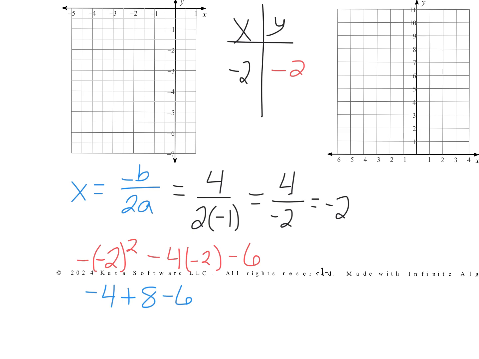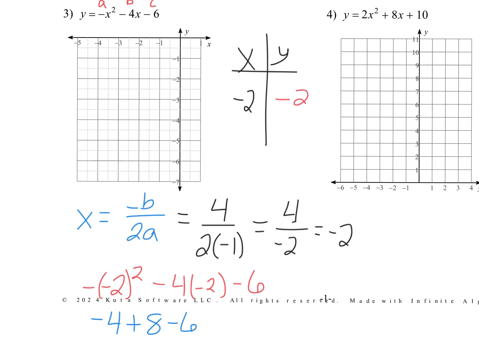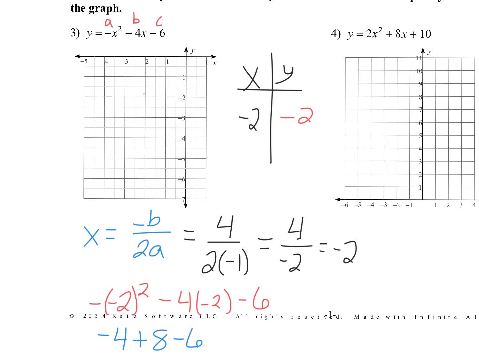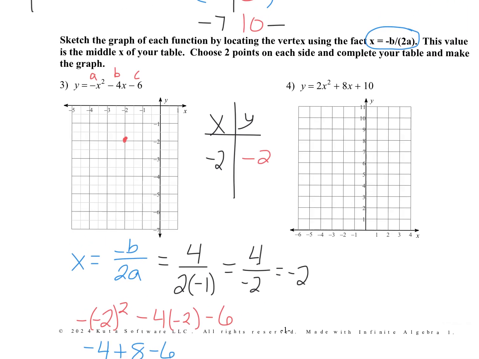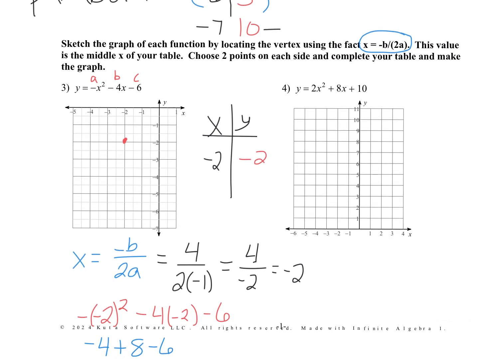Okay, so plot that point on your graph. We have negative 2, negative 2. That point is my vertex. So why do you think it's important to find the vertex first? That's where the midpoint is, right? That's where everything starts to mirror itself.